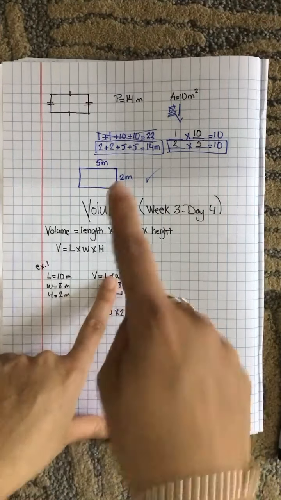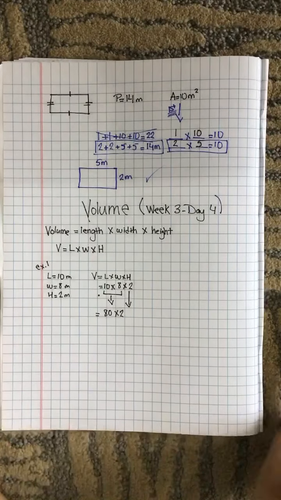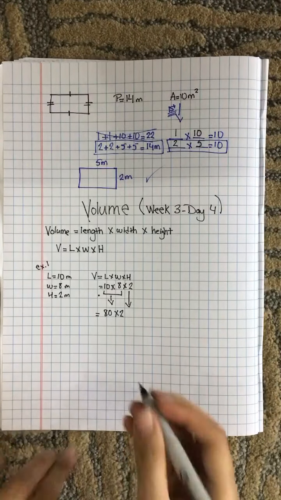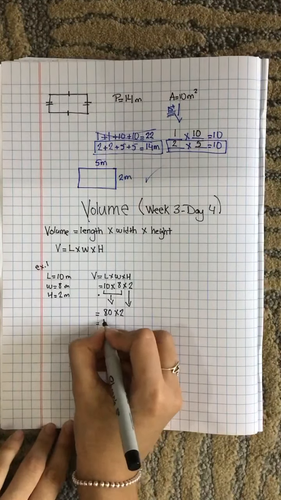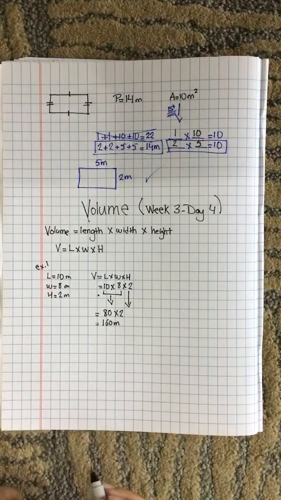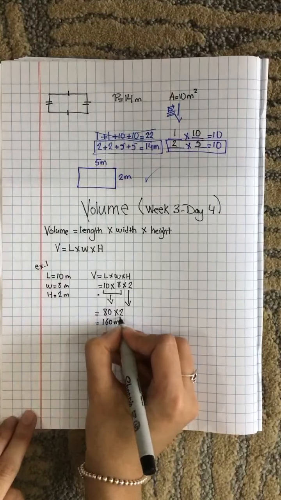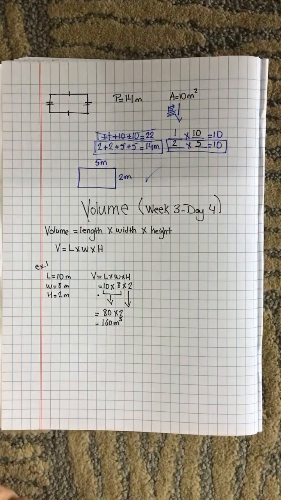80. And then you reintroduce and bring back that friend you forgot for a moment. Then you bring back the 2 and then you just multiply. 80 times 2 is 160. And then my units were meters. And remember, because this is volume, a lot of us are forgetting our units. Remember, cubed. Okay? There we go.